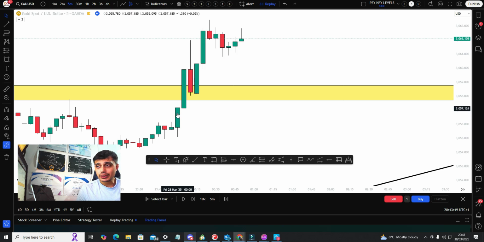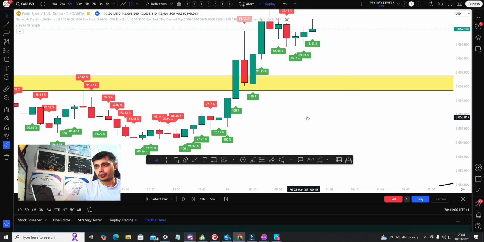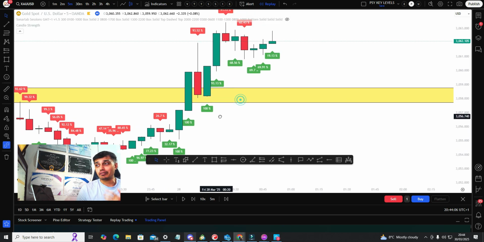This is 100% candle strength. This is 100% candle strength. And this is 100% candle strength. Why? There's no wick at the top. Let's say it might be 99%. Okay, I can see straight away, 100% here, 100% here, 100% here. Buyers have full control.